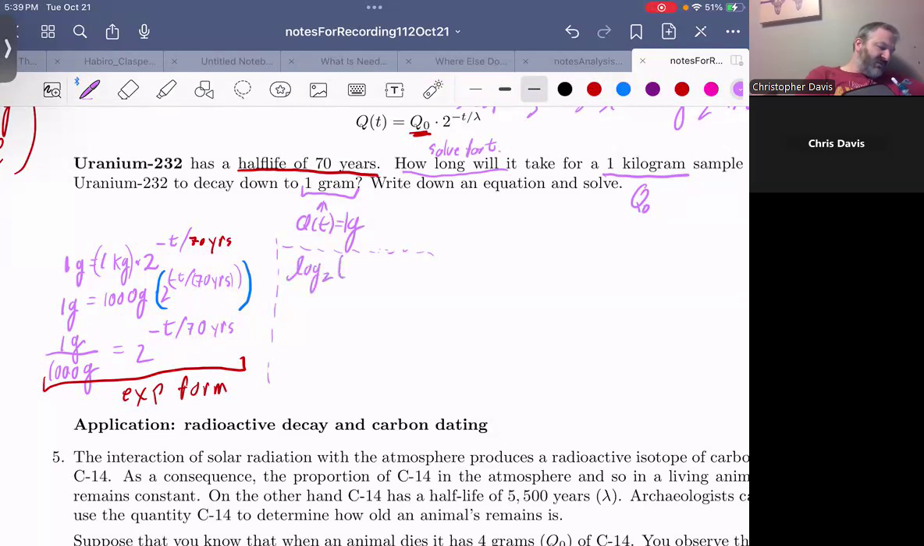I'll get log base 2 of 1 over 1,000. You could rewrite that as 0.0001 if you wanted, but given that I struggled with counting how many zeros I should have, I'm not going to risk doing that wrong. So that'll be equal to negative t over 70 years. And then you want to fix that. I can now solve for t by multiplying 70 years to the other side and dealing with that negative sign.